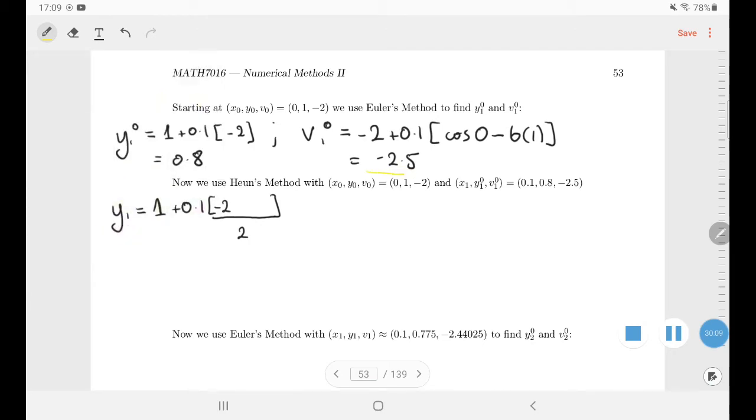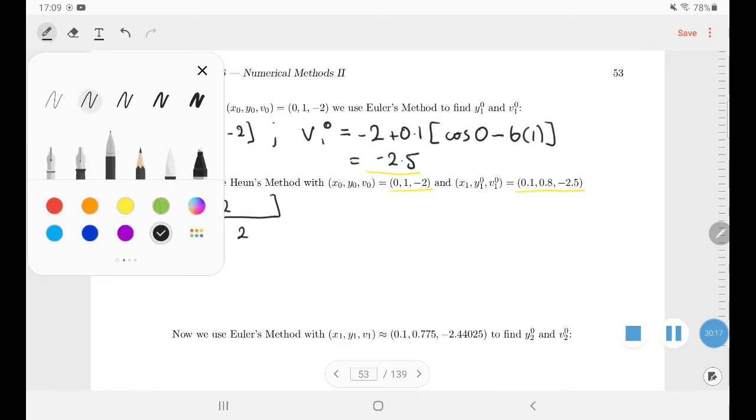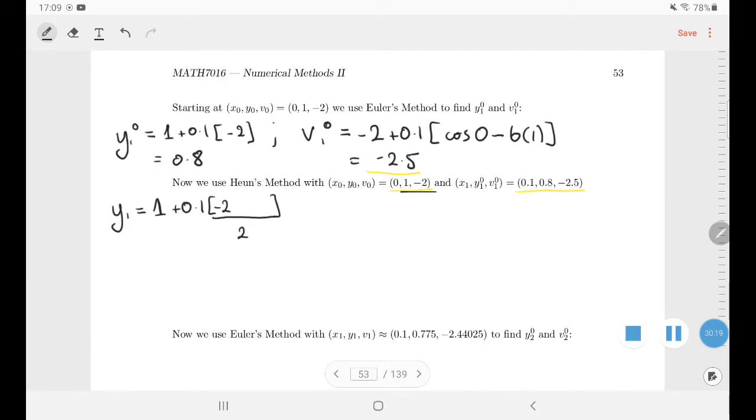So what's predicted to happen at the next, look, here it is. So this is the Euler predicted next point. So this is the current point and the Euler predicted next point. And when we're calculating slopes, we average one from here, one from here. So the derivative of y is just v. So the first derivative is -2, and the second one is -2.5. And here I'm just going to cheat. I'm just going to look down below. I know we're going to get 0.775.